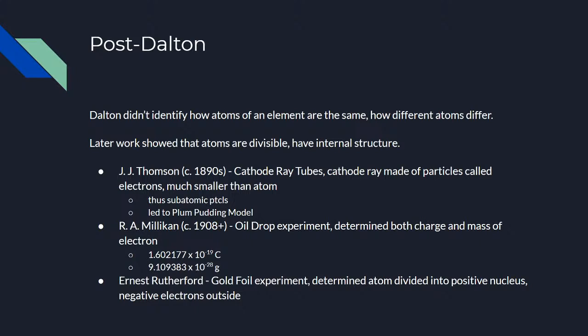So, Dalton didn't identify how atoms of an element are the same or how they are different. He didn't really need to. I mean, a theory is better the more complete it is, but it was good enough as it was. But later work, starting in the same century, showed that atoms are divisible and have internal structure. This was when we started correcting Dalton's theory.